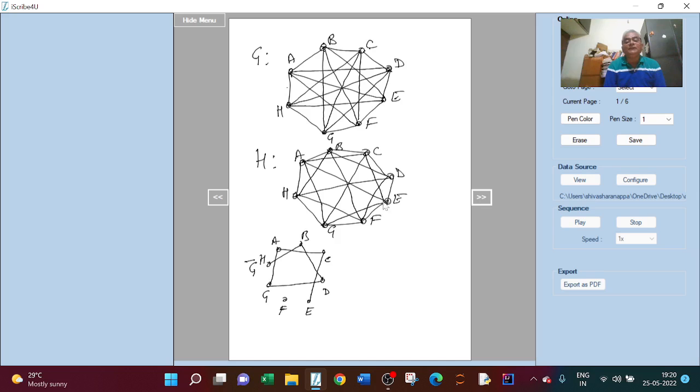Next, from E to B I have written. E is non-adjacent with C, this already we have written. E to G, E and G are non-adjacent. Therefore, we have to add EG here. EG. Okay.